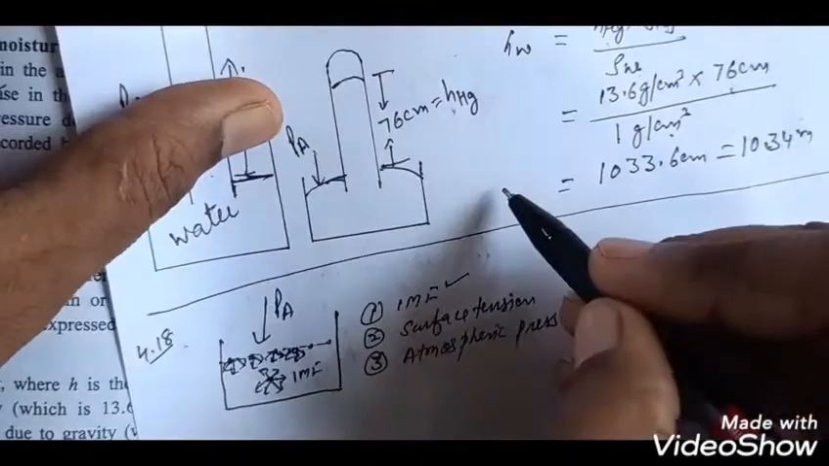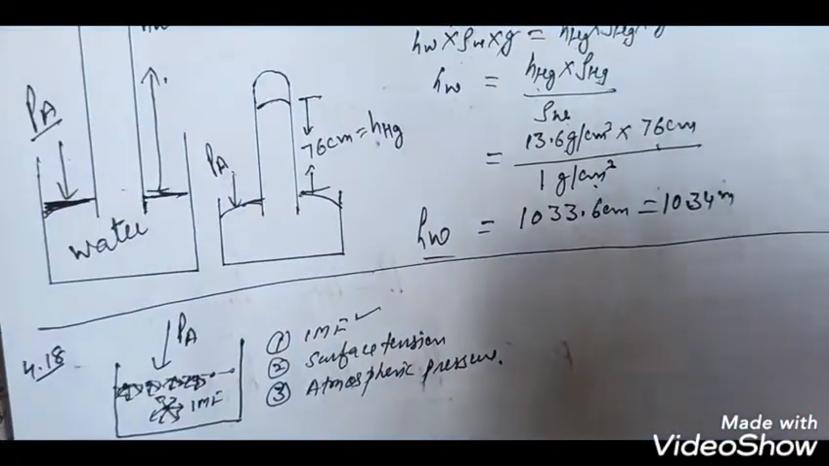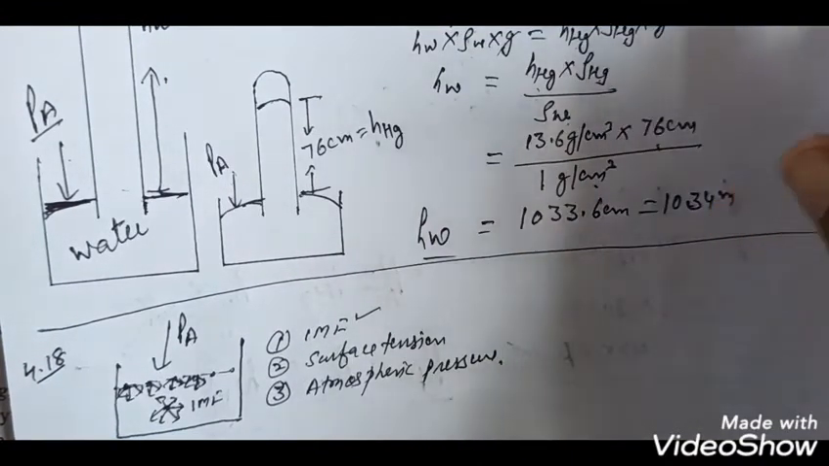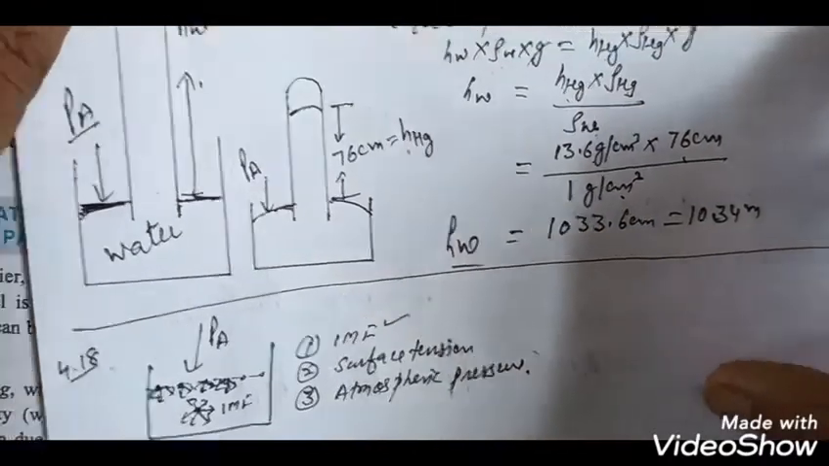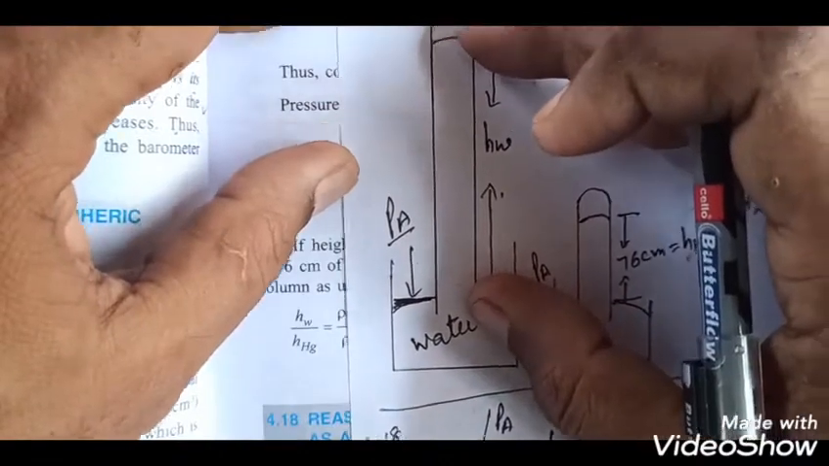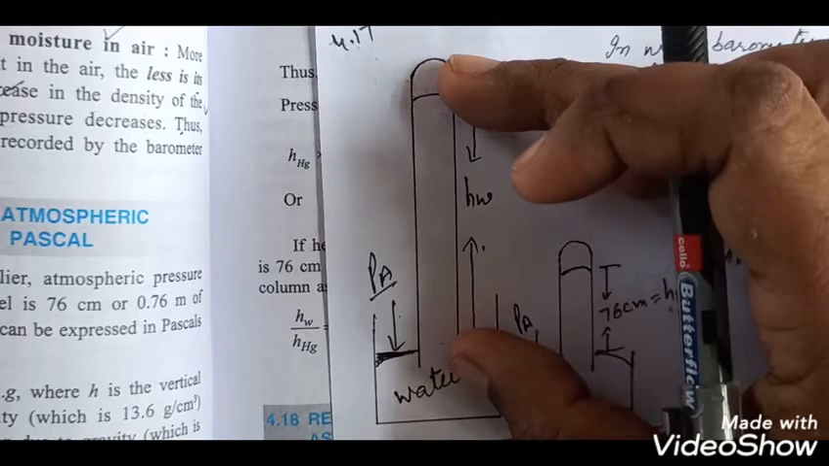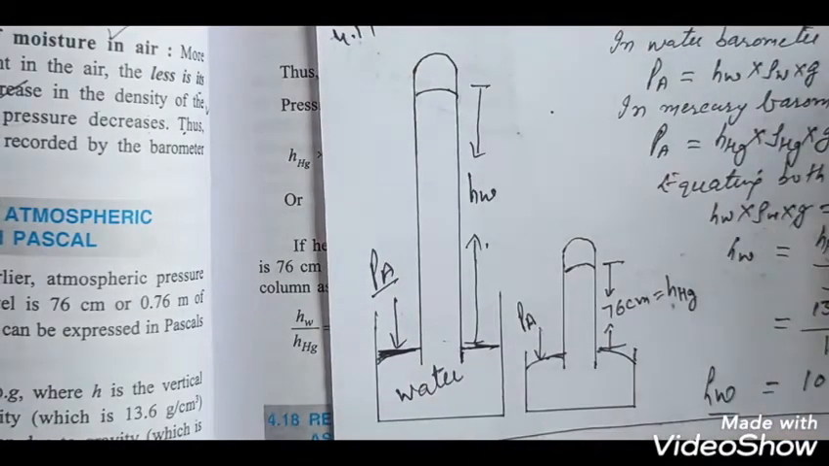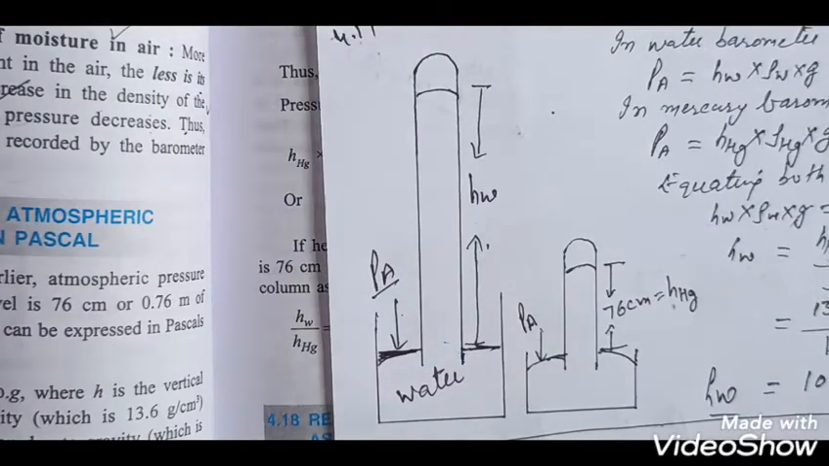It means in case of water, 10.34 meter height of water will balance atmospheric pressure. Means 10.34 meter of water level here will exert as much pressure as is exerted by the atmosphere. I hope it is very clear to you. This is how we get the equivalent height of a water barometer, right?